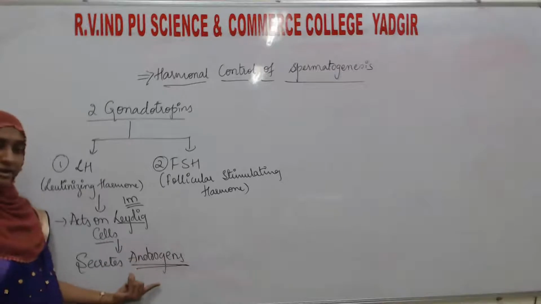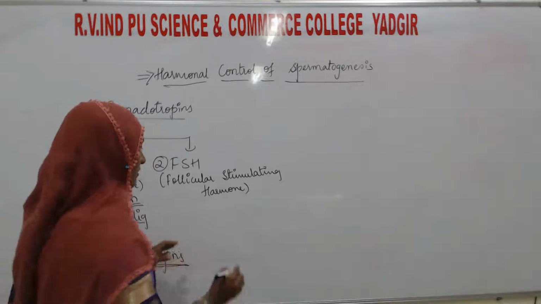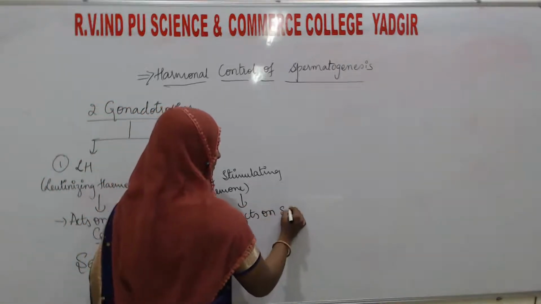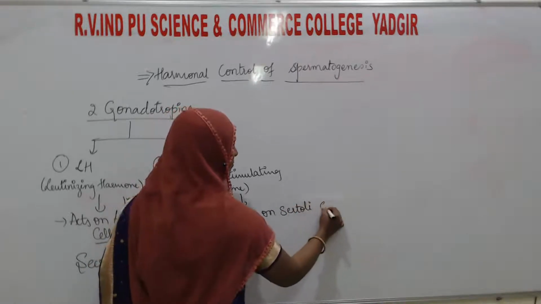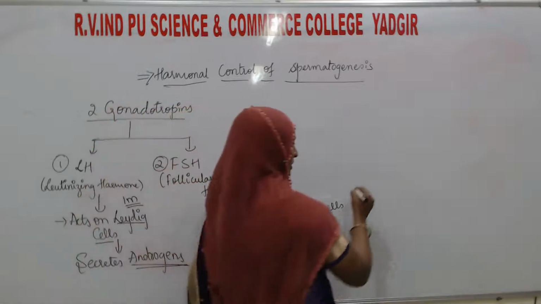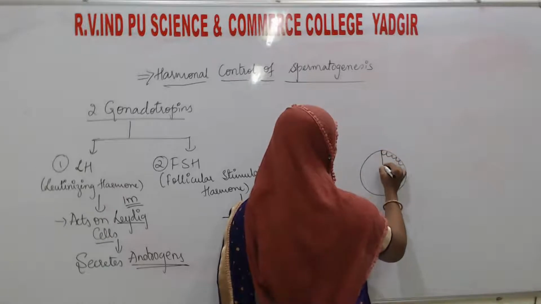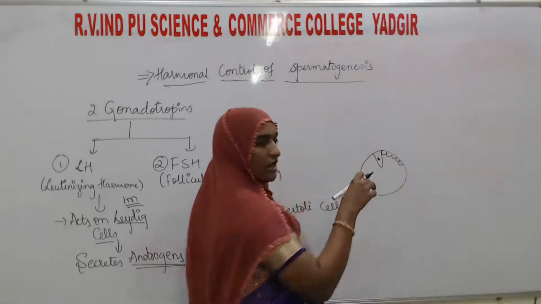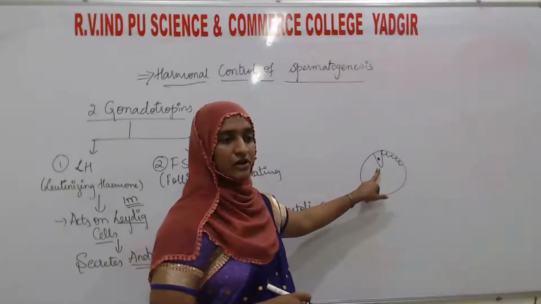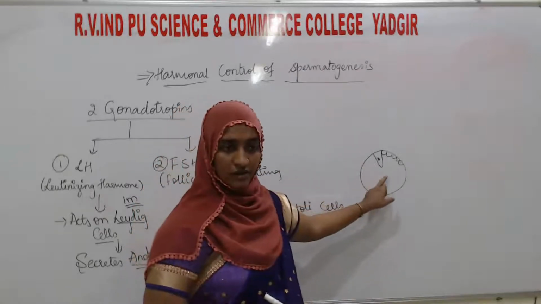That is the androgens. Okay, next, FSH acts on the Sertoli cells. What are Sertoli cells? These are somewhat elongated cells. See here, this is the seminiferous tubule, this is the germinal epithelium. In between that, there will be elongated, bigger cells. These cells we call the Sertoli cells. So this FSH acts on the Sertoli cells.